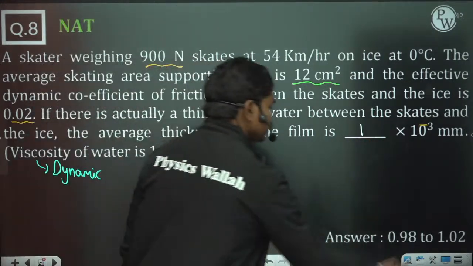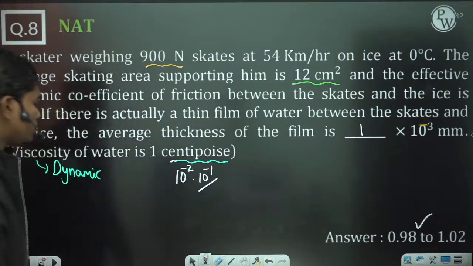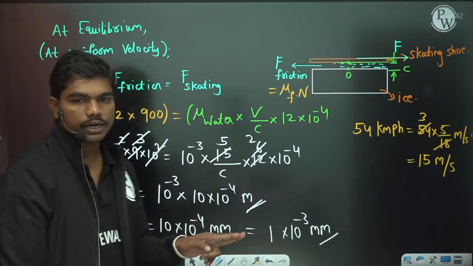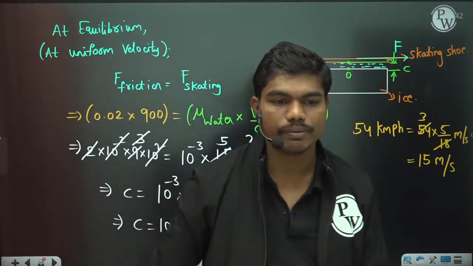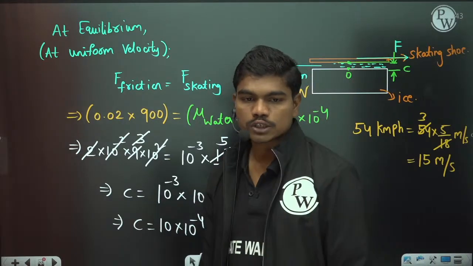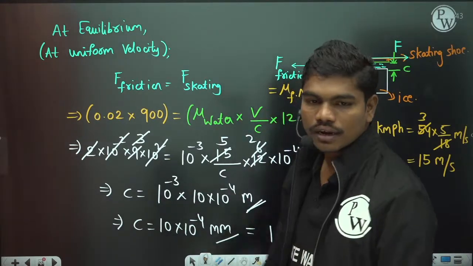So 1 is within this range, 0.98 to 1.02. Because if you delete this 0, you will get 10 power minus 3 here. So 1 into 10 to the power minus 3 mm. Yes, correct. In the last line, we made some excess 0. So that's the reason. Clear? So this is 1 mm. So did you all understand this question?